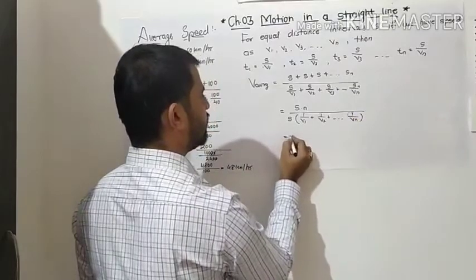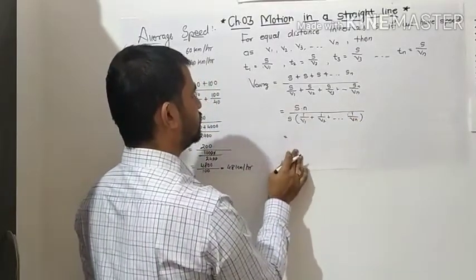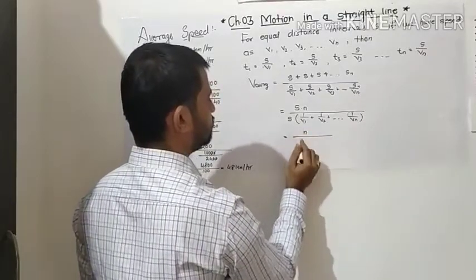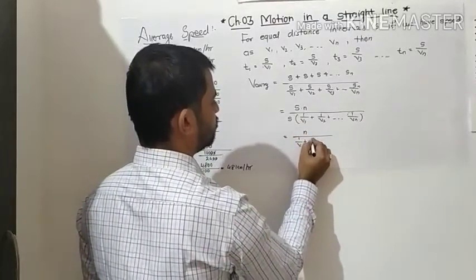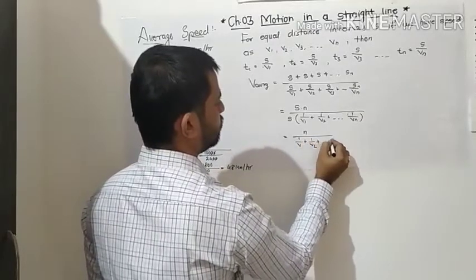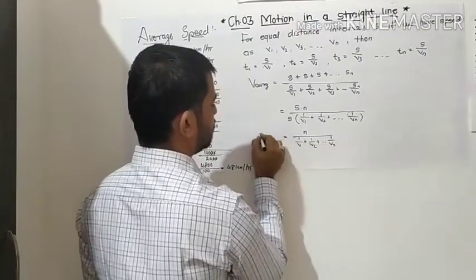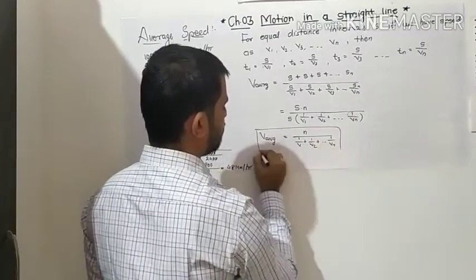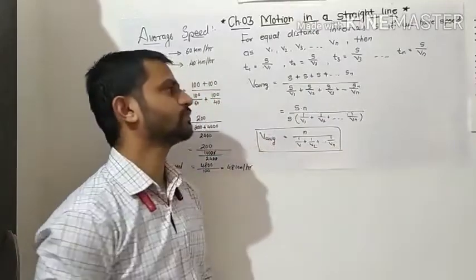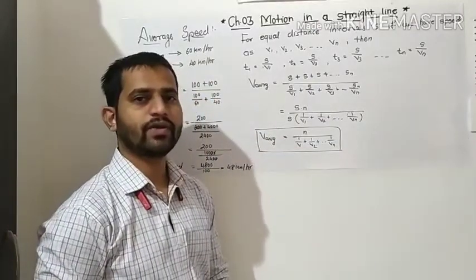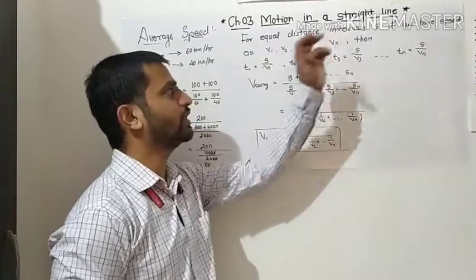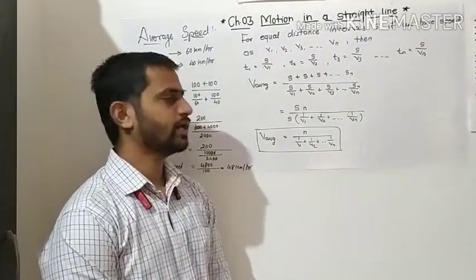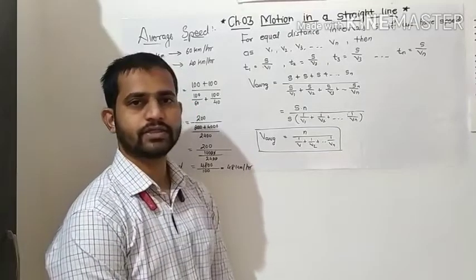Okay, so what is the formula here? It is n upon 1 upon V1 plus 1 upon V2 plus up to 1 upon Vn. Okay, so we can calculate the V average by this formula when we have the equal distance intervals.